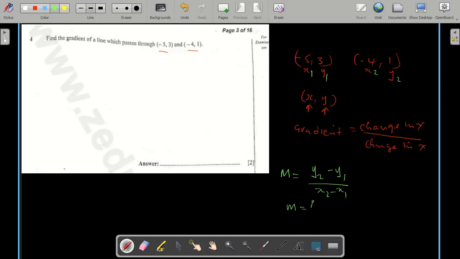So we're going to say y2 is 1 minus y1, it is 3. Then you say over x2 is this one, -4. Then we say minus x1, it is just -5. So like that, we're going to have our gradient as 1 minus 3, we're going to get -2. Then -4 minus -5, that is just 1. So our gradient is going to be -2.